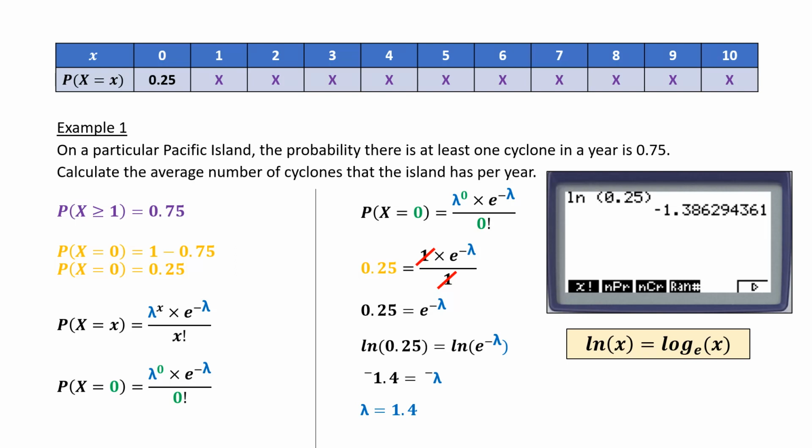So I've solved my problem. Lambda is my expected value, my mean. The average number of cyclones that the island has each year is 1.4.